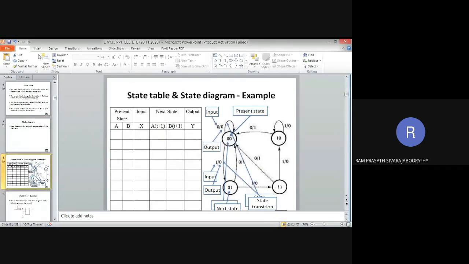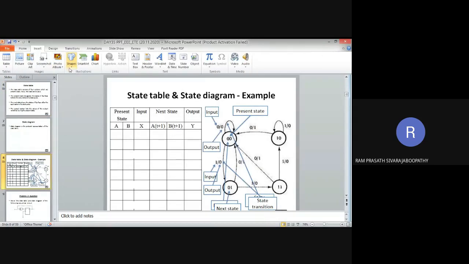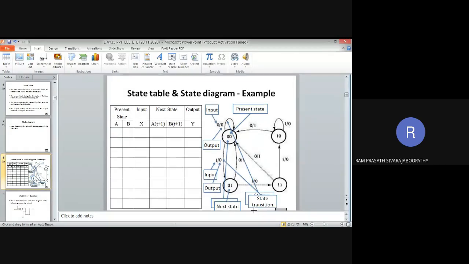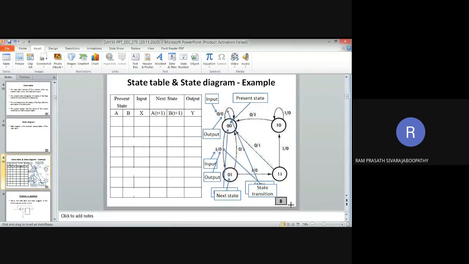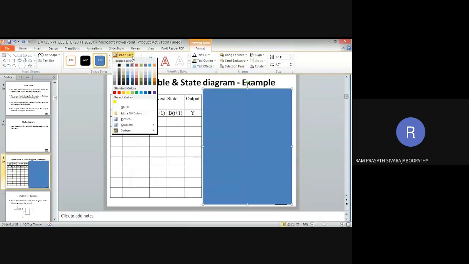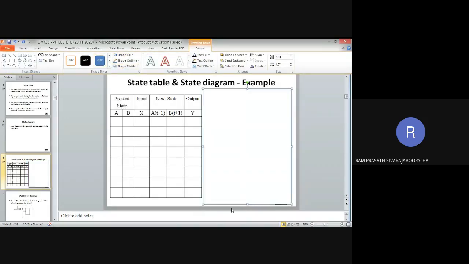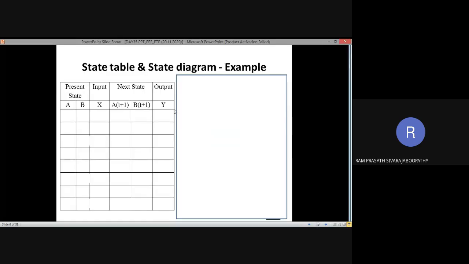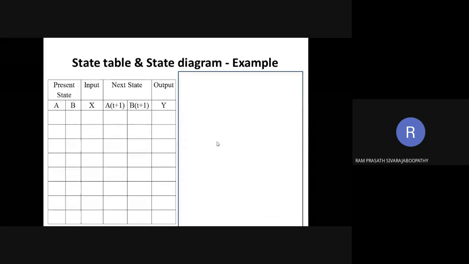So that you people understand, I am going to mask this area. That's up. So now I will draw. We are having 2 flip-flops, A and B, so we will be having 4 states. I am going to mark the states.